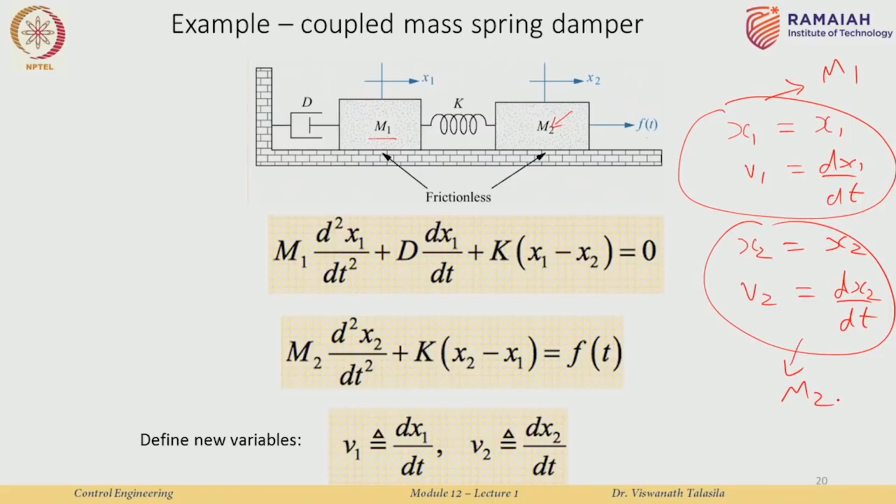Now, all you need to do, since we know these already by the relation dx1 by dt is nothing but v1, so one state is taken care of. The second state dx2 by dt is also taken care of by this expression. And what we are left with is to compute the time derivatives of these two states, and then you will get the interconnection matrix.